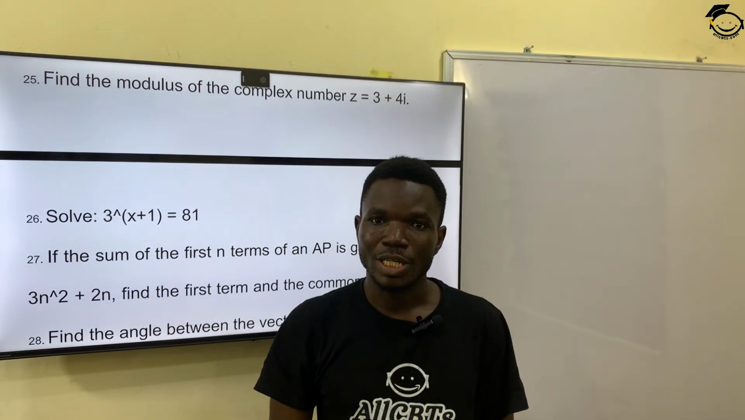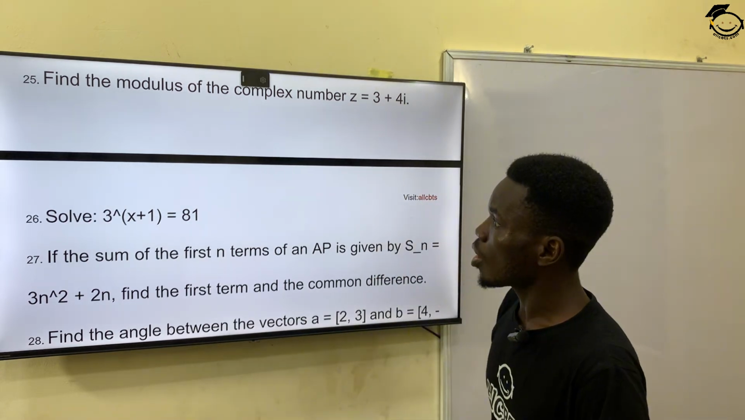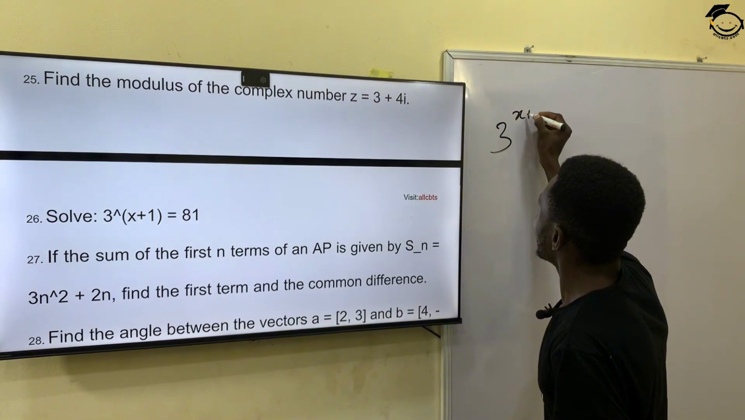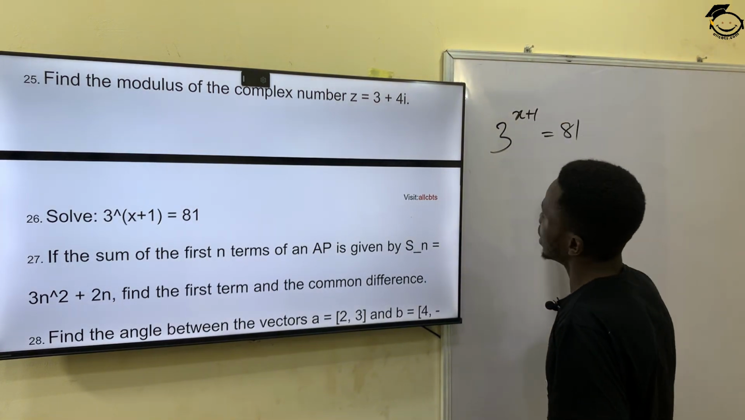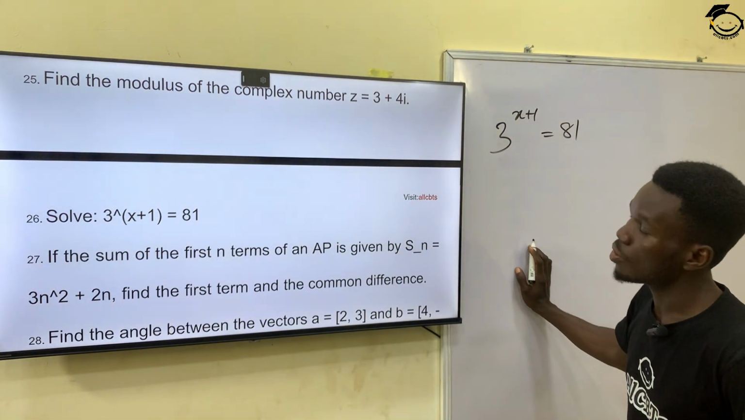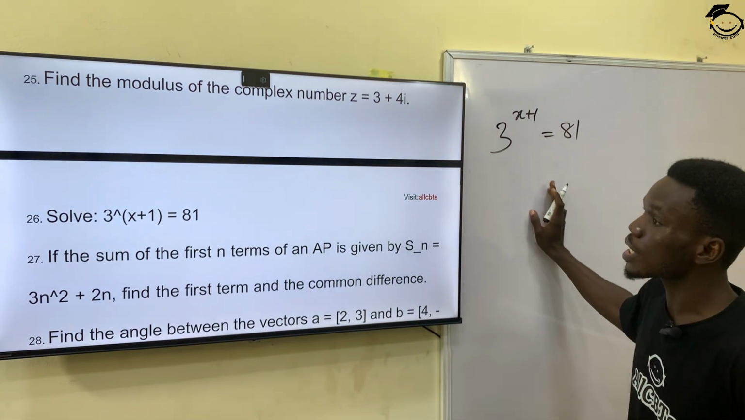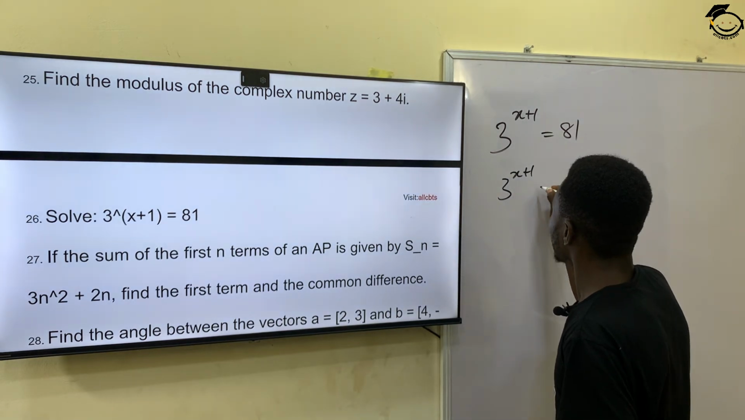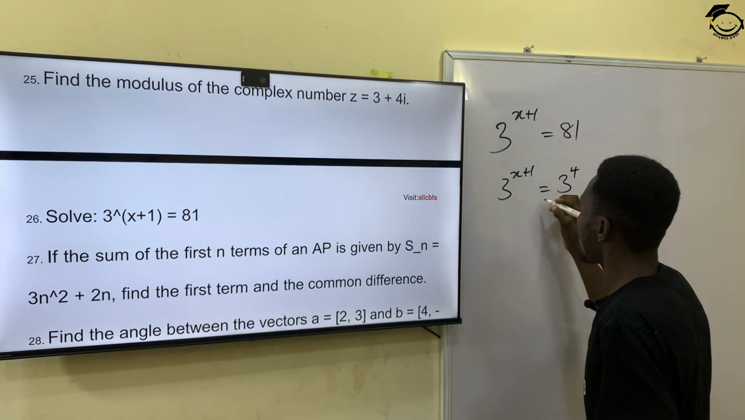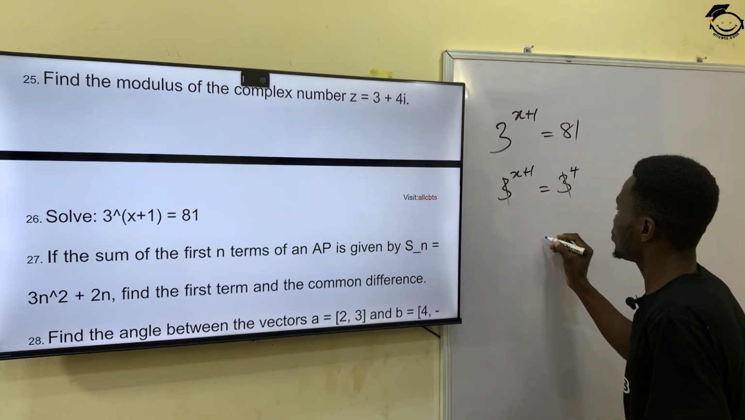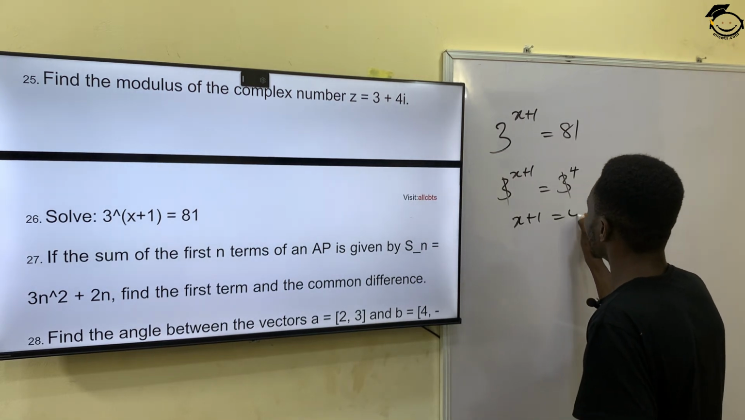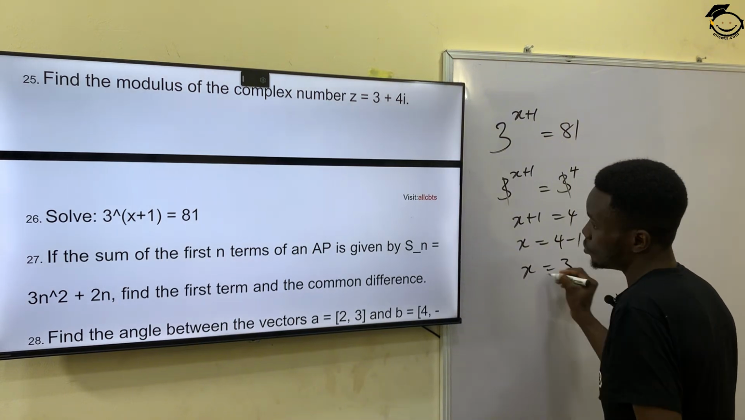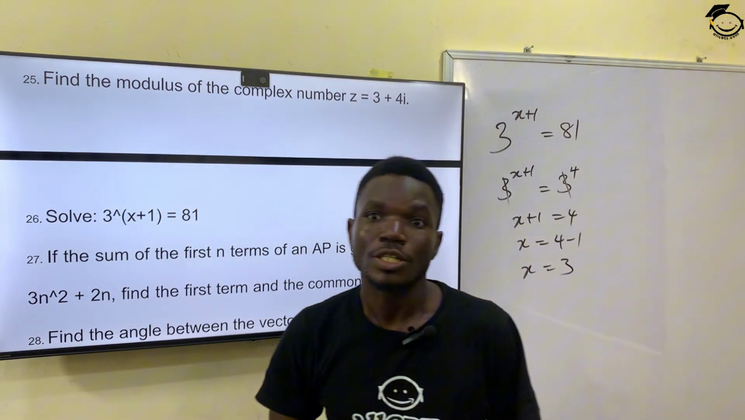So moving on to the next question, it says solve 3 raised to power x plus 1 to be equal to 81. So if you have to solve this question, all you have to do is what? Put them in the same what? Base. So this means I have what? 3 raised to power x plus 1 is equal to 3 raised to power 4. So base 3 cancel base 3. It means I have what? x plus 1 is equal to 4. It means that my x is equal to 4 minus 1. x is equal to 3. So the final answer to this question is 3.